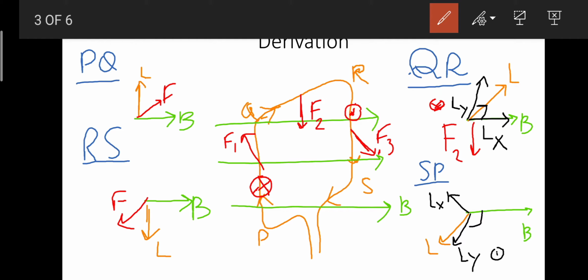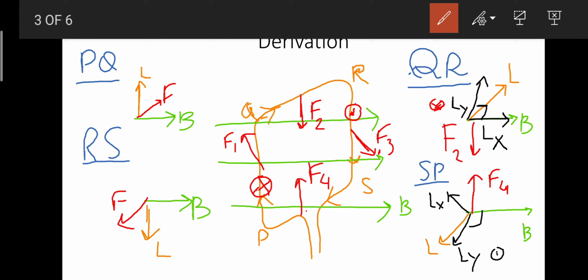My middle finger is in the direction of Ly, which is out of the page or out of the screen. My forefinger is in the direction of the magnetic field, which is towards the right side. Then the thumb will indicate the direction of the force. So using Fleming's left hand rule, we see that the direction of F4 is in the upward direction. If I draw F4, this is acting upward. So these are the different directions of the forces acting along the sides of the coil.